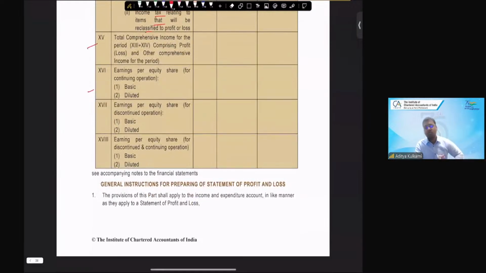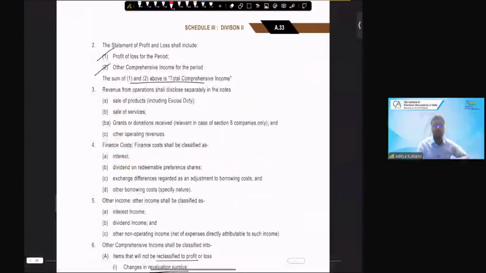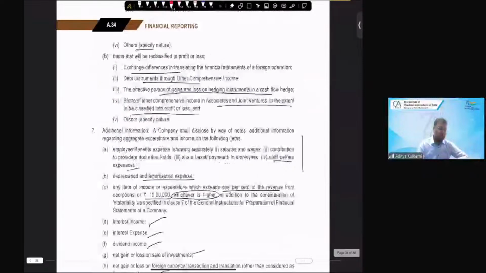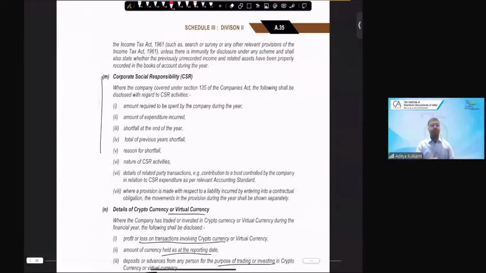Are we able to kind of, have you worked on this? Have you worked on this format? Yes, sir, relating to that EPS calculation and abstract. Yes. Okay. So I hope you have worked on this.